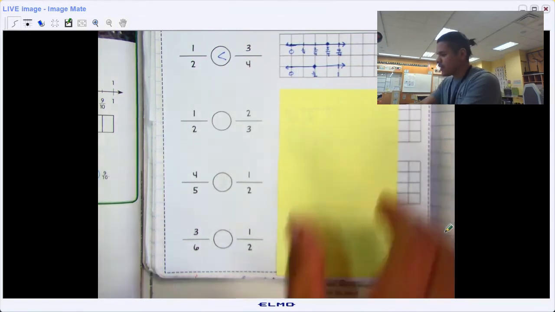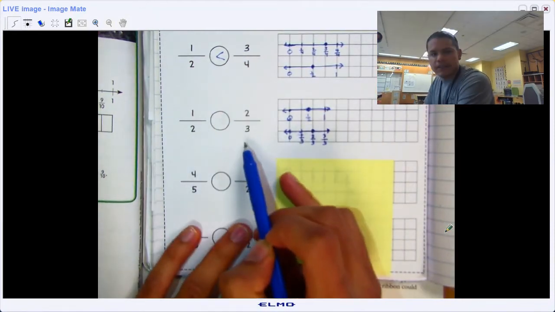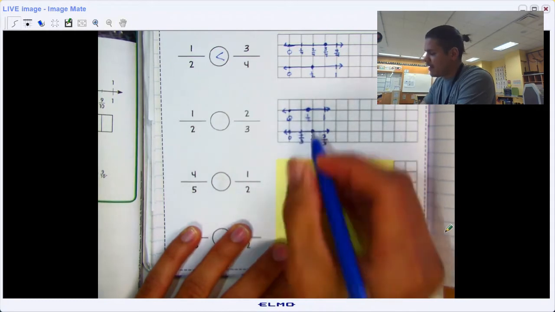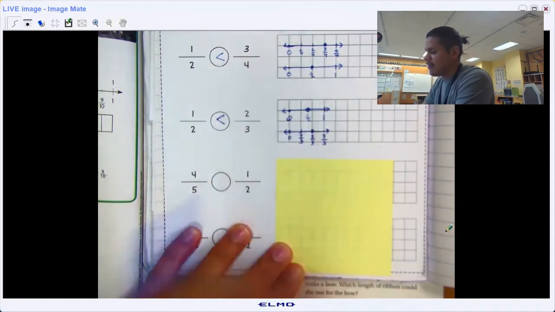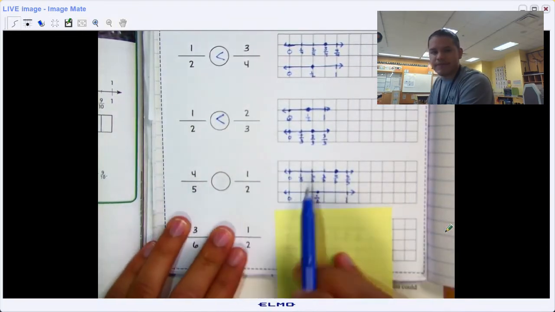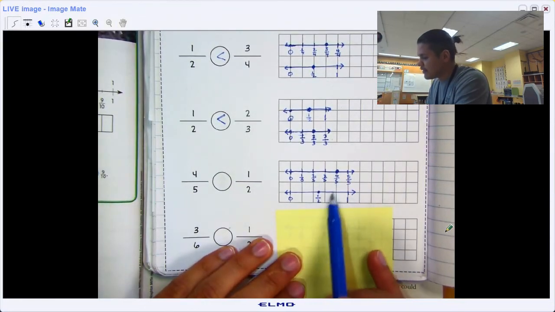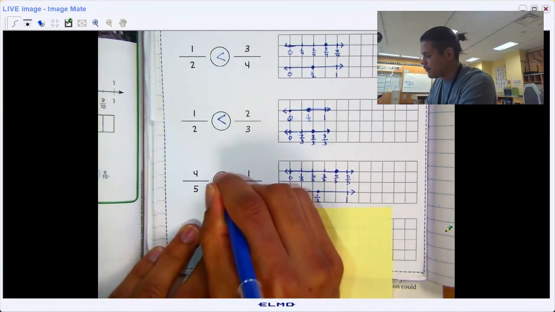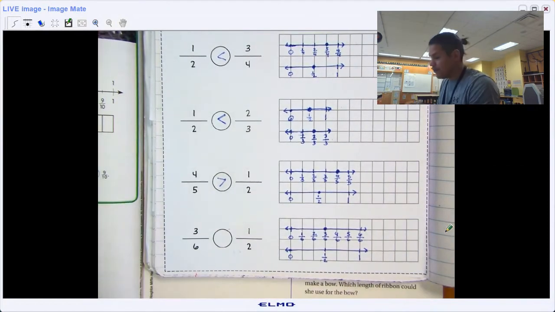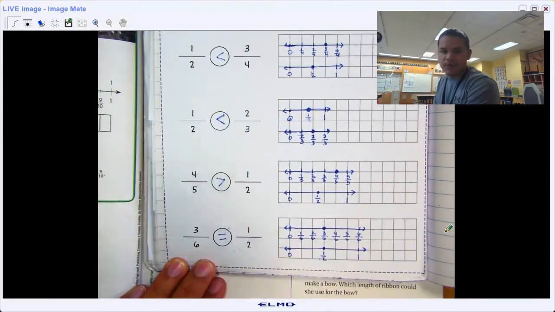Welcome back. Let's take a look and compare our fractions. So here we have 1/2 compared to 2/3. So here on my number line, I have 2/3 and 1/2. I see that 1/2 is less than 2/3. Okay, what about 4/5 and 1/2? So hopefully your number line looks something like this, where 4/5 is greater than 1/2. And finally, 3/6 compared to 1/2. Ooh, hopefully you noticed that they are equal. They are at the same distance, so they are equal.